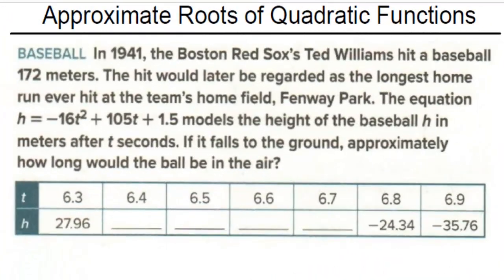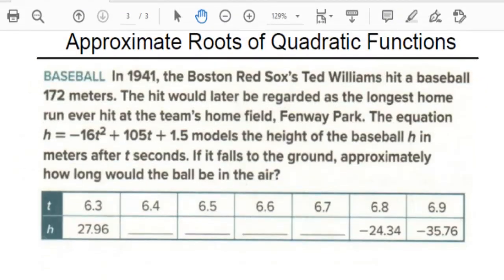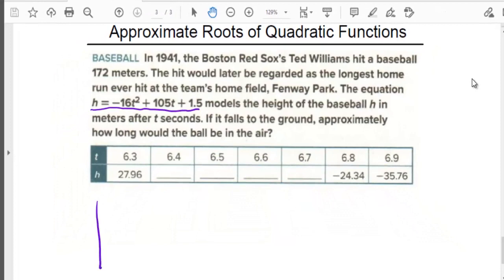Okay, for this last example, they want us to approximate roots of a quadratic function. And what we have here is Ted Williams hitting his world record home run. According to the equation right here, this equation represents the flight path of the ball. So if we look at a little sketch up here, this 1.5 represents the starting point where he hit the ball. I think this is in meters. Yeah, it's in meters. So he hit the ball at about 1.5 meters above the ground.